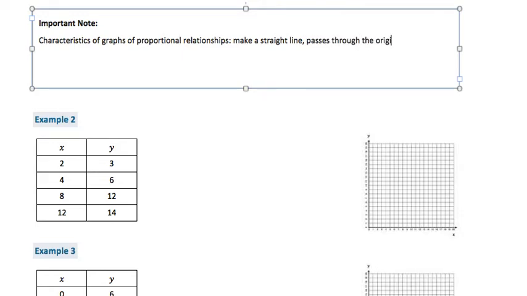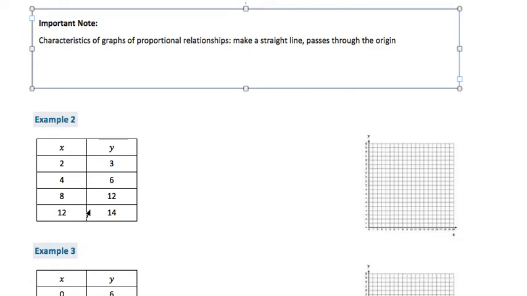And the origin is 0, 0 on the coordinate plane. It would be right down here in the corner because we are looking at only quadrant 1 right now. There are 4 quadrants. We're only looking at quadrant 1 at the moment. So those 2 qualities have to be in the graph in order for it to show a proportional relationship.